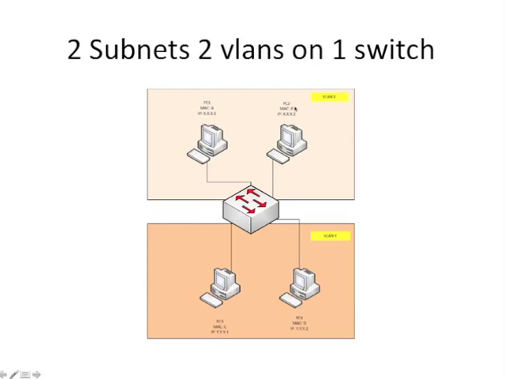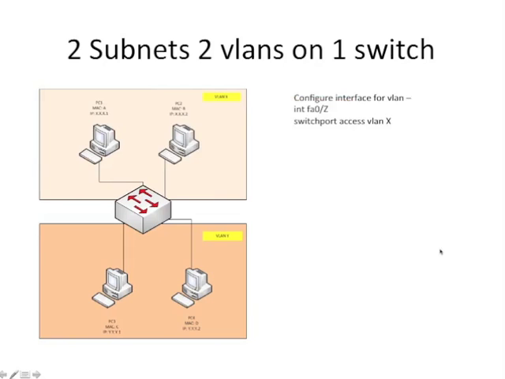The same subnet is a layer 3 concept related to IP addresses. Down here we have VLAN Y, y.y.y.1, and y.y.y.2. So to summarize, PCs in the same VLAN need to be on the same subnet. PCs in different VLANs need to be in different subnets.